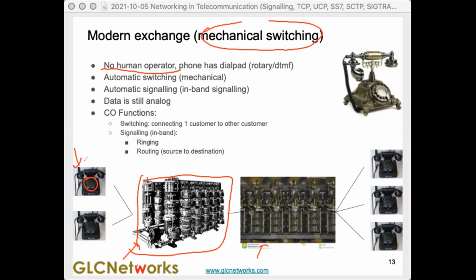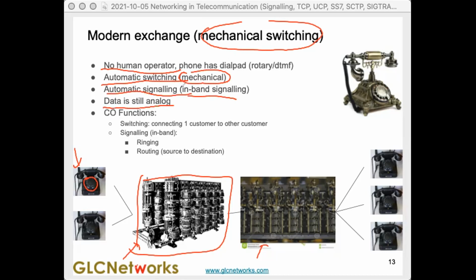Myself, in the late 80s, I still had the experience of the rotary telephone without a dial pad. Like I said before, when we dial, we move the lever quickly in a rotary manner, and then I have to tell the operator that I want to call this number. In the late 80s in the eastern part of Indonesia, we still had that experience. After that, they moved to the modern exchange. Switching is done automatically by mechanical means, with automatic signaling, also in-band signaling, and the data is still analog.